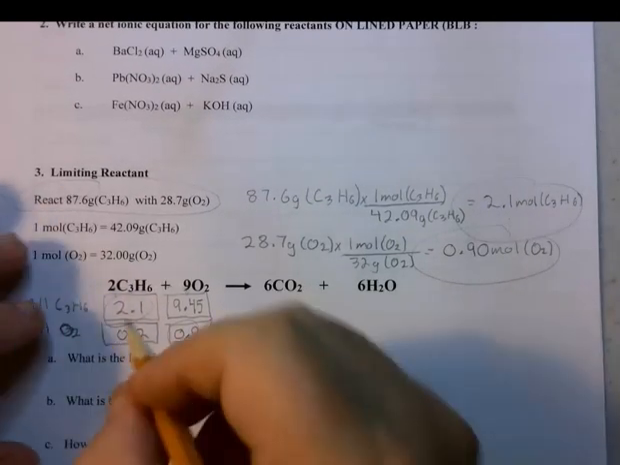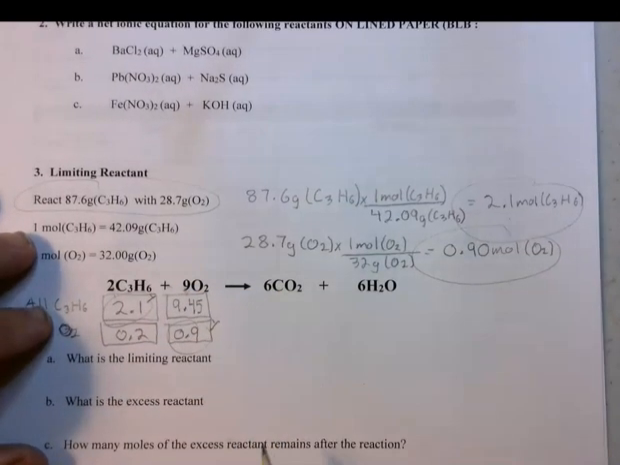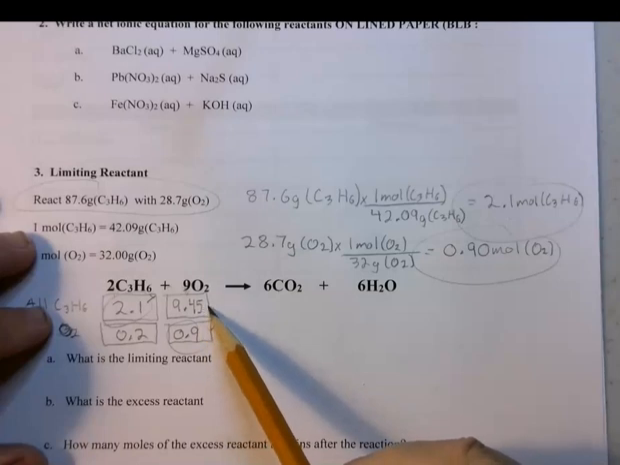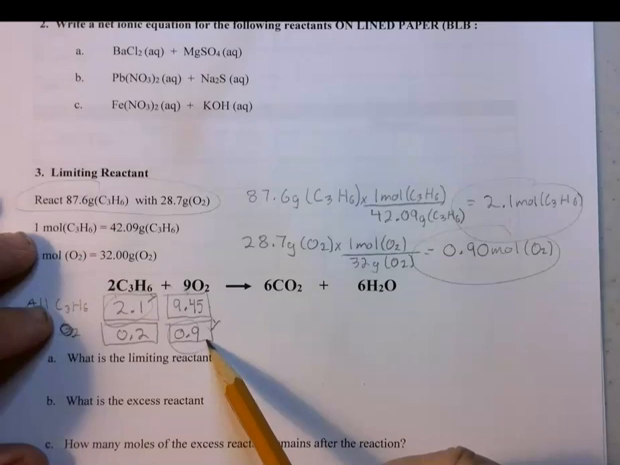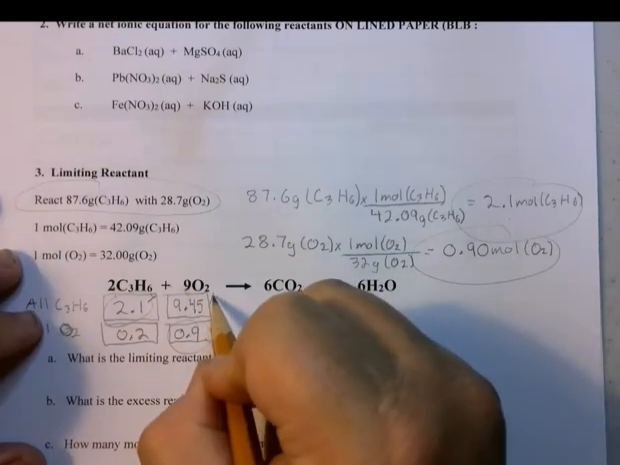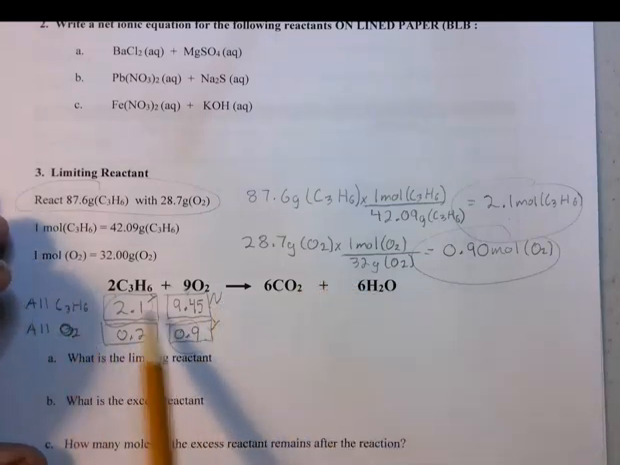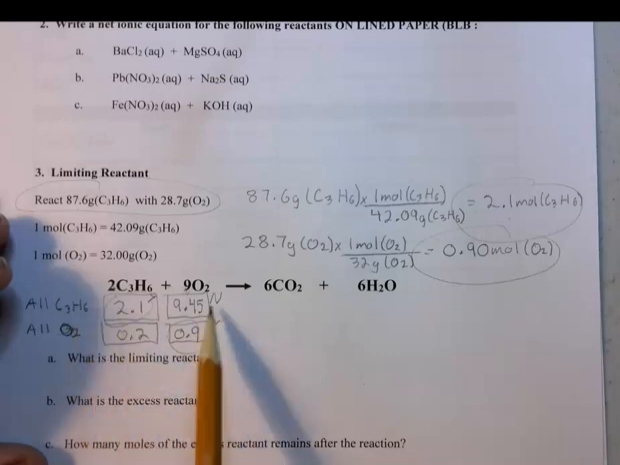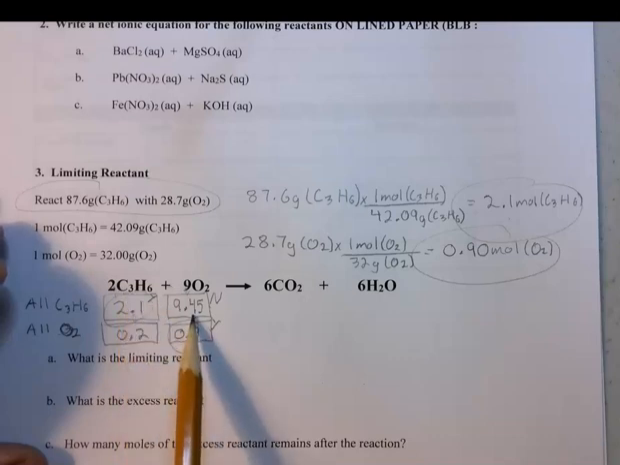Good. Now we're going to go around and see which ones we have. We know we have this. We know we have this. Now the question is, do we have at least 9.45 moles of O2? Heck no, we only have 0.9. It's a crazy problem. So the answer is no, we don't have that. How about this? In order to run this reaction, to combust all 2.1 moles of this, we need 9.45 moles. Do we have that much? And we just said no.